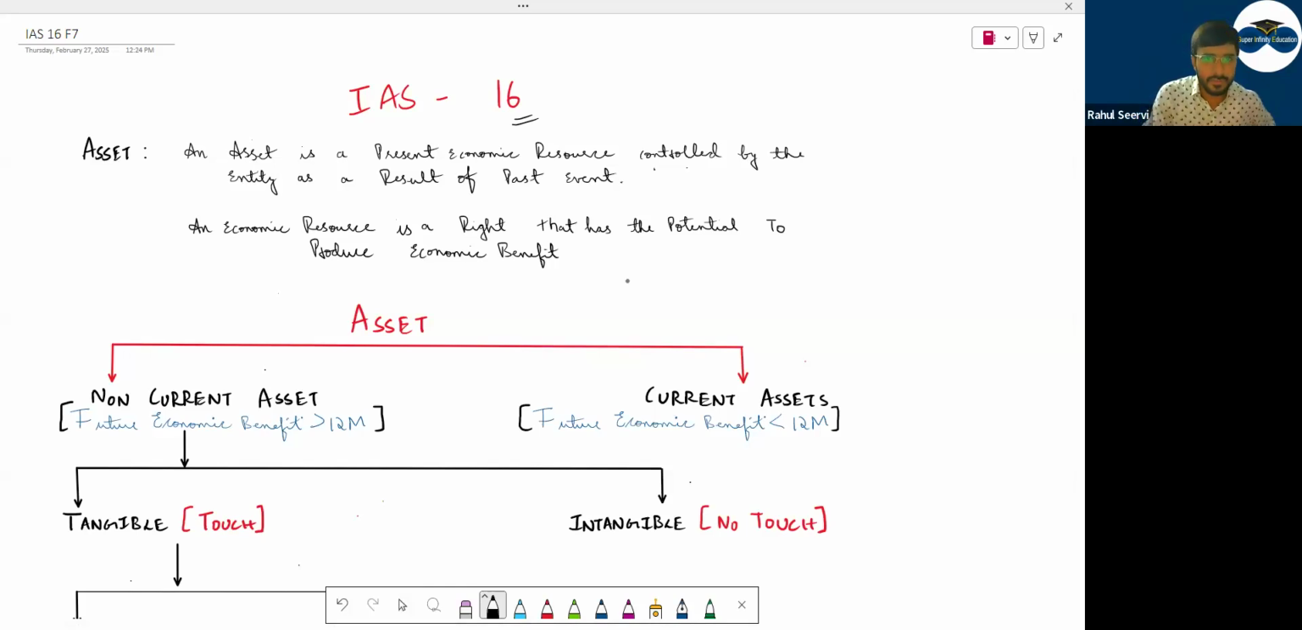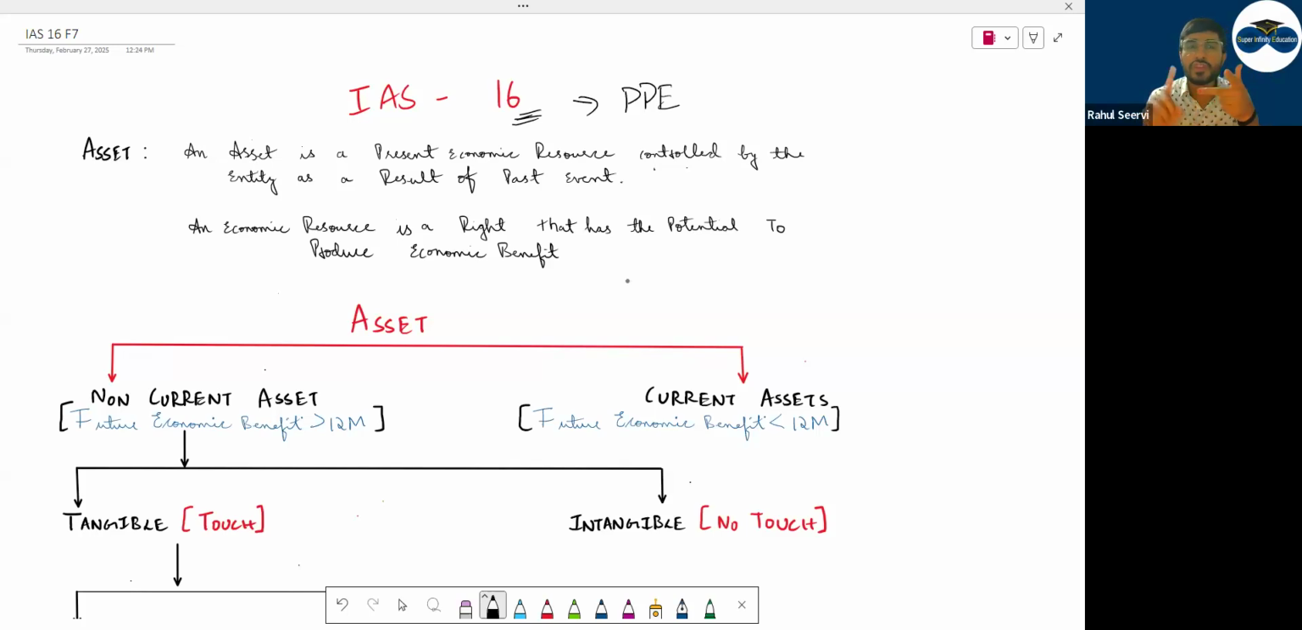IAS 16, starting with this. What is this? PPE. PP means property, plant and equipment. Now we'll discuss what will be coming under this. I mentioned that when we start learning any standard, we'll be learning 6 important points. The first one is the definition: what is the meaning of the IAS or IFRS? Then recognition.